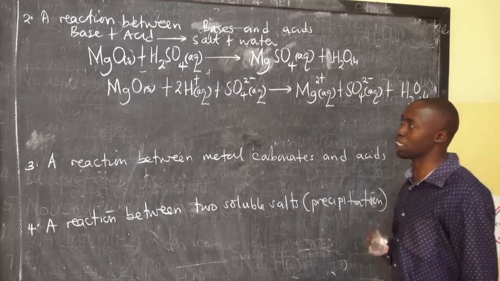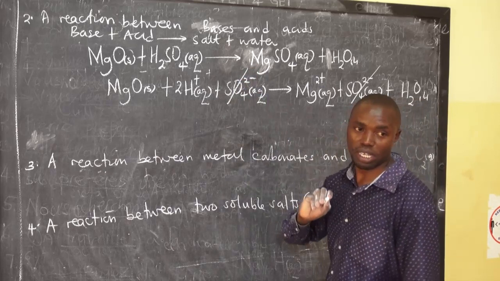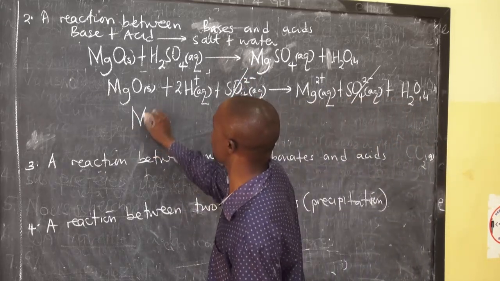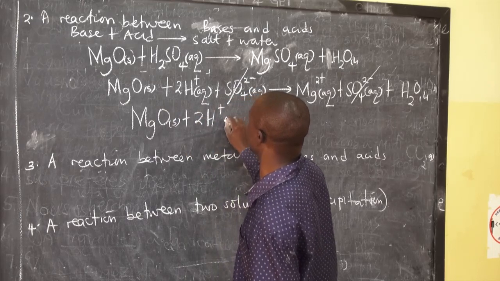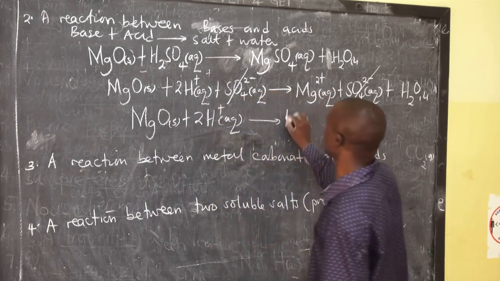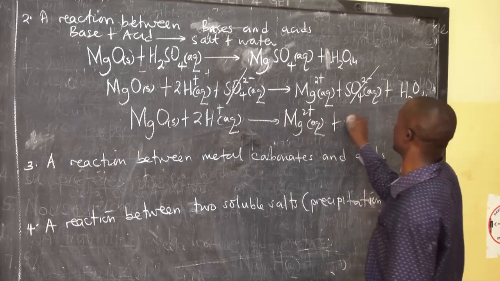Now let's cancel spectator ions, similar ions. We can see sulfate being similar to this one. So right away our final equation will have a metal oxide plus two hydrogen ions, giving us magnesium ions, which is a colorless solution, plus water.